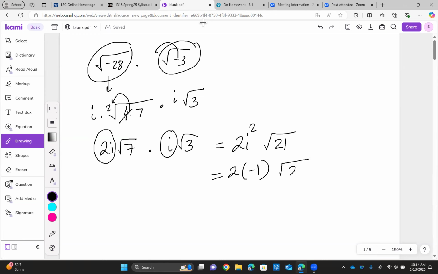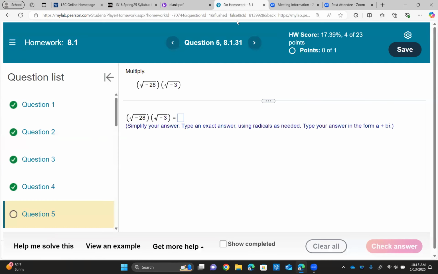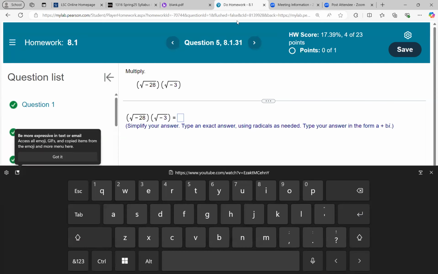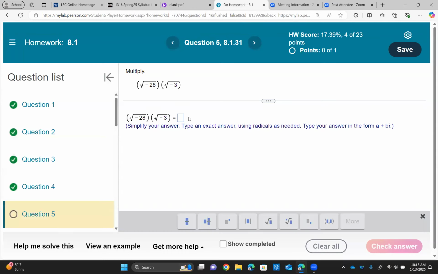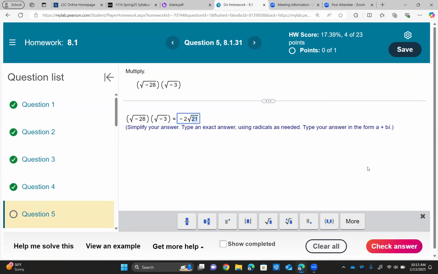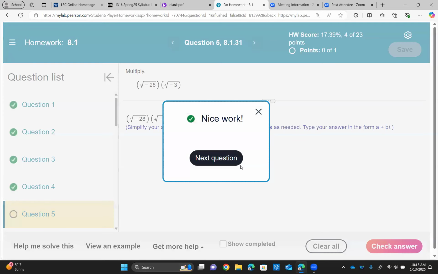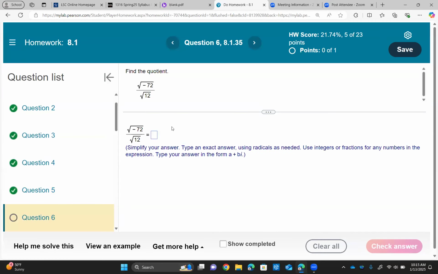And then I'm going to multiply it by square root of 21. So these two whole numbers, when I multiply them, they just give me a -2. And then the radical 21 stays because there's no way I can simplify this further. So in this question, when I go to homework, I will tell them that the simplified version here is -2 square root of 21, and that's how I'm going to solve this question for number 5 on the homework.